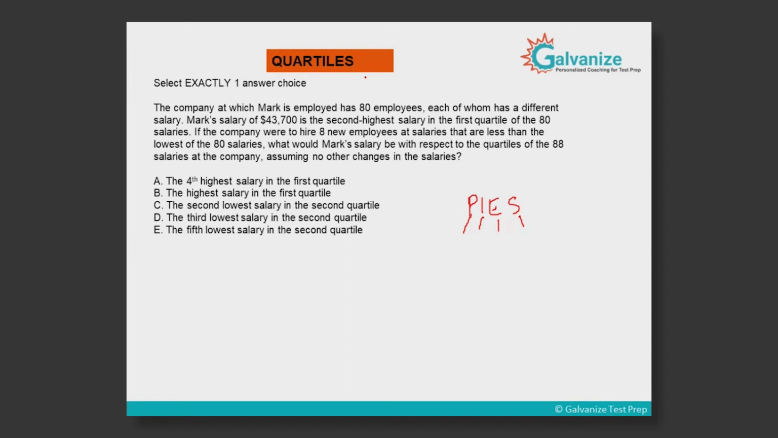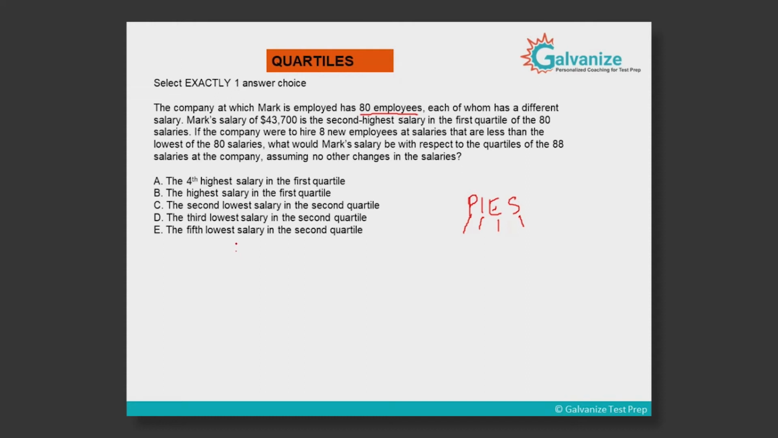First quartile Q1, Q2, Q3. 3 quartiles, and there will be 4 regions. 4 equal regions will be there. The company at which Mark is employed has 80 employees. Now, since we are dealing with quartiles here, there are 80 employees. We're going to divide it into 4 equal parts, which means I have 20 employees in each category.